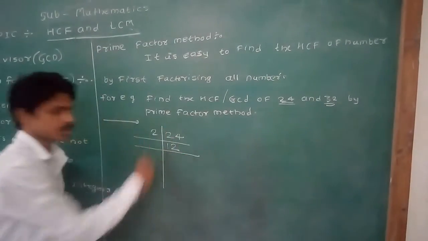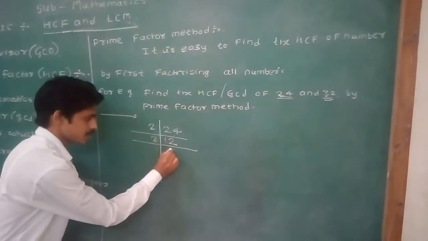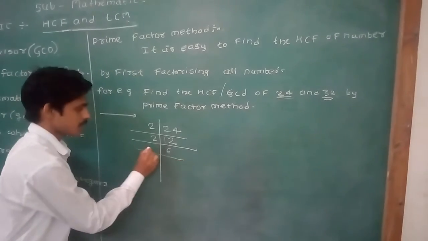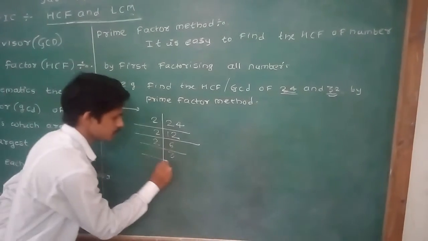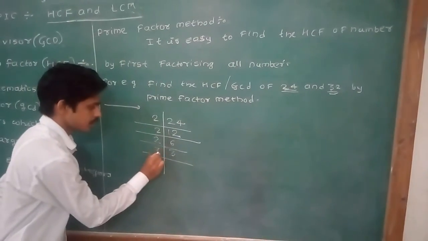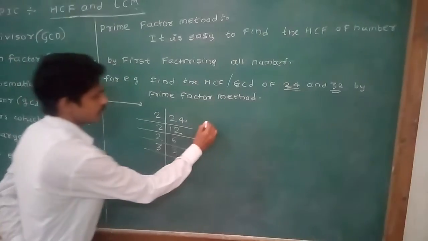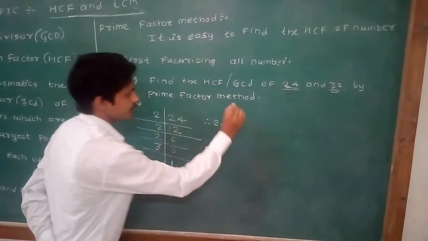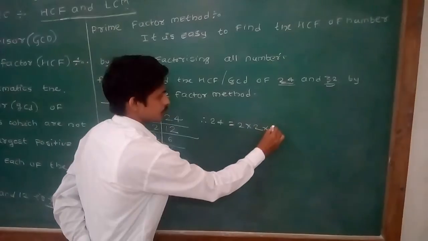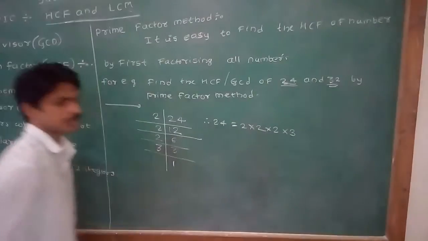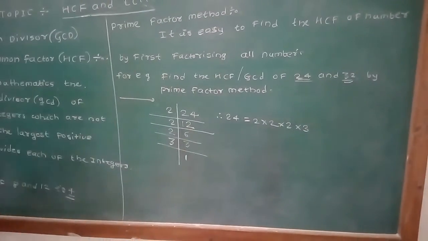12 is also an even number, so we divide it by 2. We get 6, which also divides by 2. We get 3. And 3 is an odd number, so 3 divides by 3 only. 3 divided by 3, we get 1. Therefore, 24 can be written in factorization as 2 multiplied by 2 multiplied by 2 multiplied by 3.